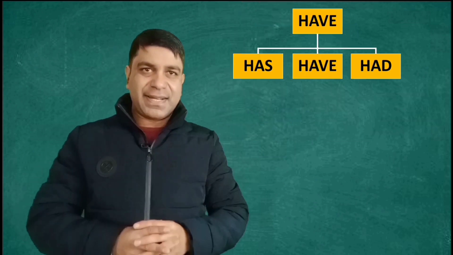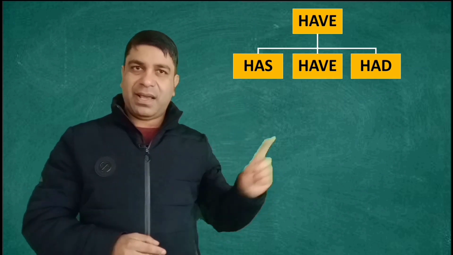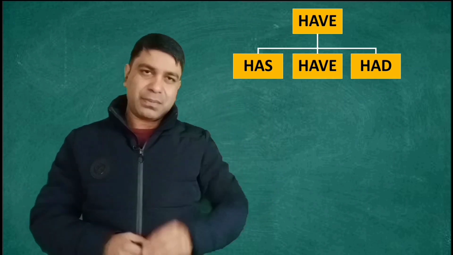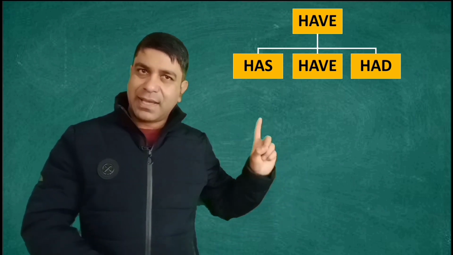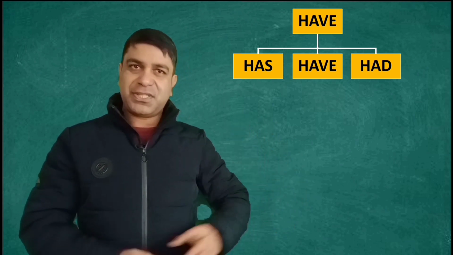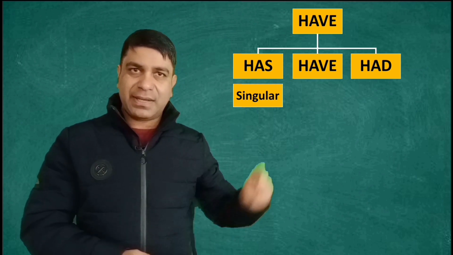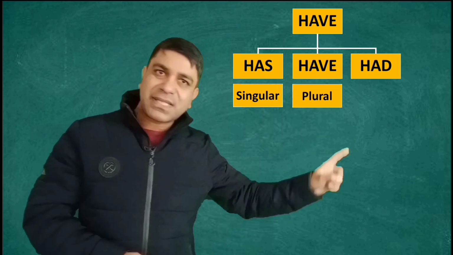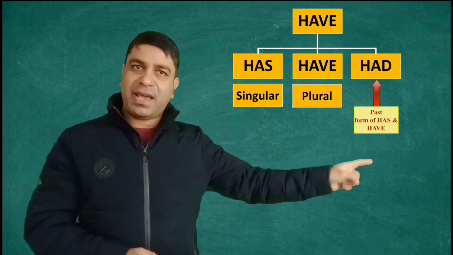Now let us understand how to use has and have correctly in our sentences. Have verbs has three forms: has, have, and had. Has is used with singular subjects and have is used with plural subjects. And the past tense of has and have is had.